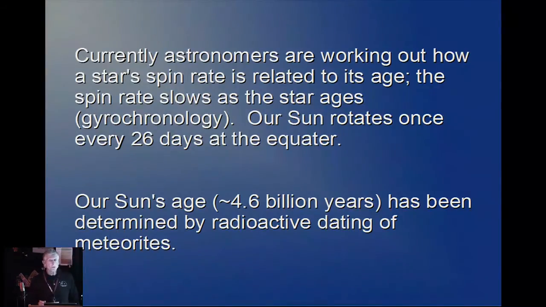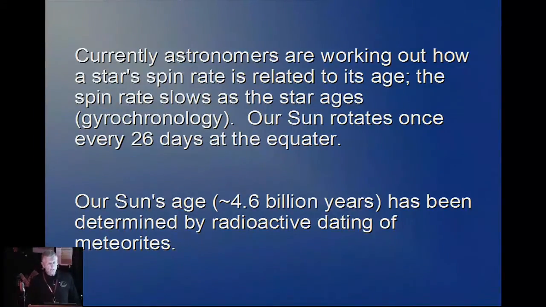But they're also starting to use star rotation now. You know, everything rotates in the universe. Our star rotates, and they're learning that as stars age, their rotation rate slows down. So they're trying to come up with a calibration to determine how old the star is by how fast it's rotating. Our sun rotates about every 26 days at the equator, and actually rotates slower at the poles because it's not a solid body.